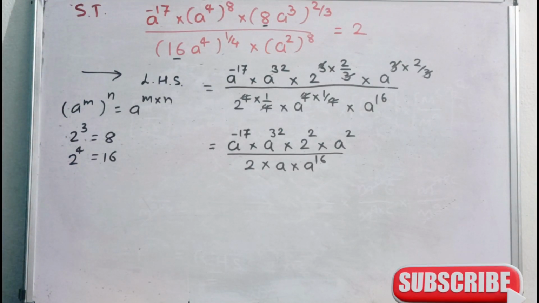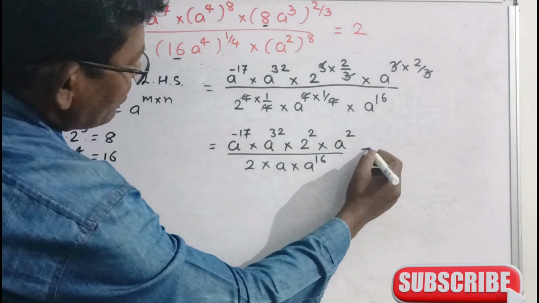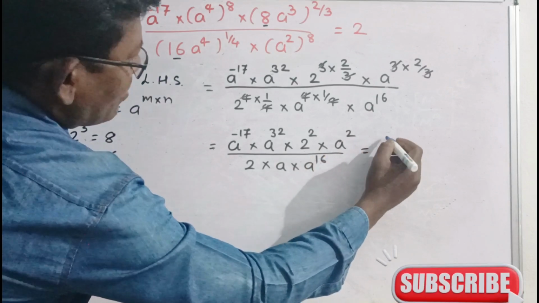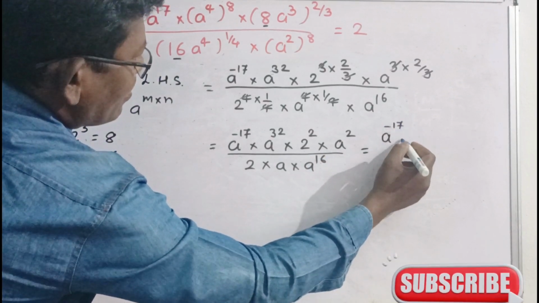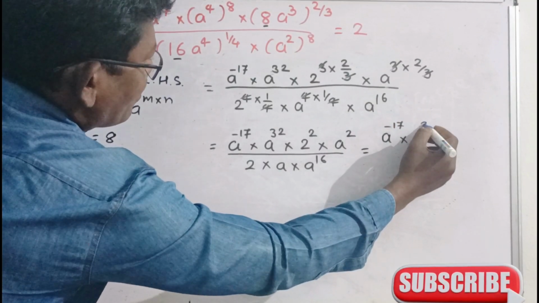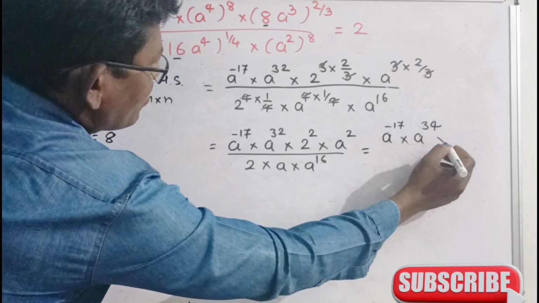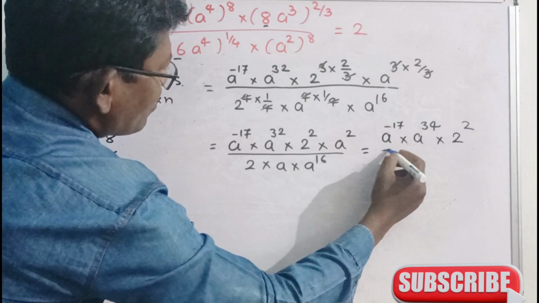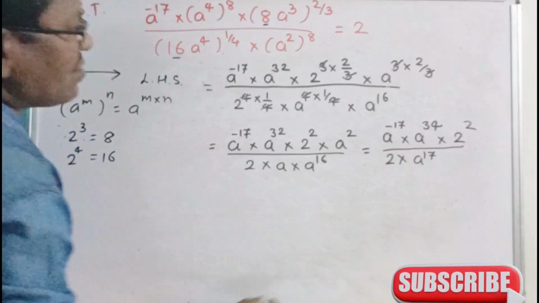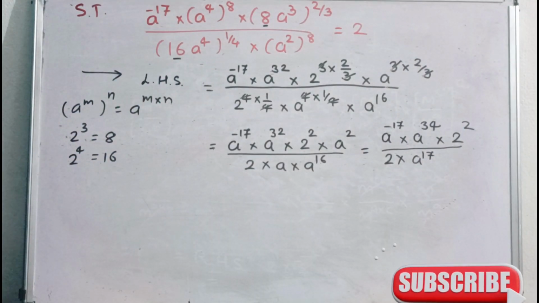This remaining comes, is equal to a raised to the power minus 17 into a raised to the power 34 into 2 raised to the power 2 divided by 2 into a raised to the power 17. Now see here, we are using the property here again.